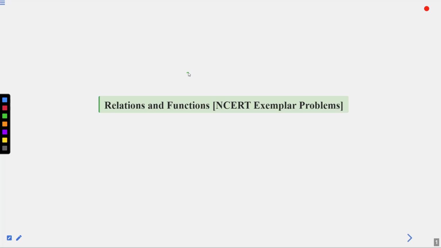Hello students, today we will be seeing relation and function NCERT exemplar problems.